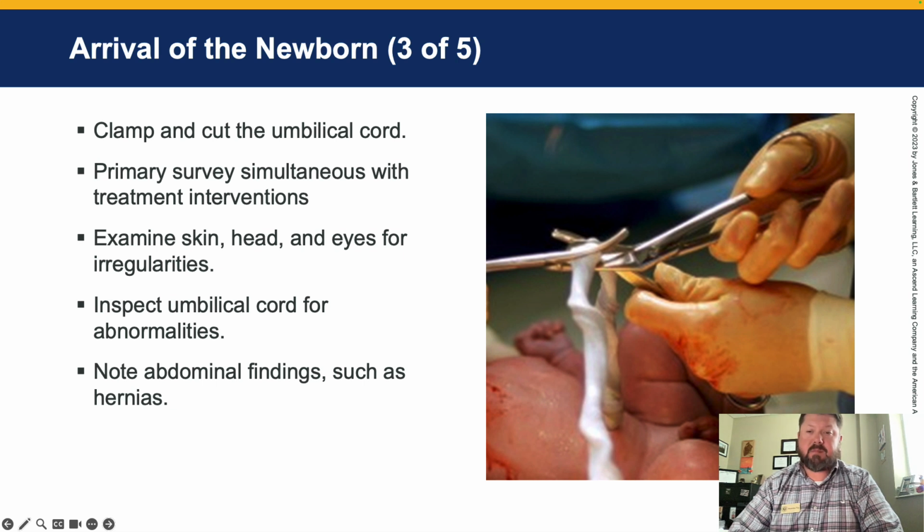Examine the head for symmetry and abnormalities. Examine the eyes of the neonate for irregularities. A newborn who truly cannot open the eyes may have a congenital defect. Watch for abnormal eye movement. Subconjunctival hemorrhages are common and harmless in newborns. Examine for any drainage or ocular discharge. Inspect the newborn's umbilical cord to detect abnormalities and note the presence of any abdominal findings, such as hernias.